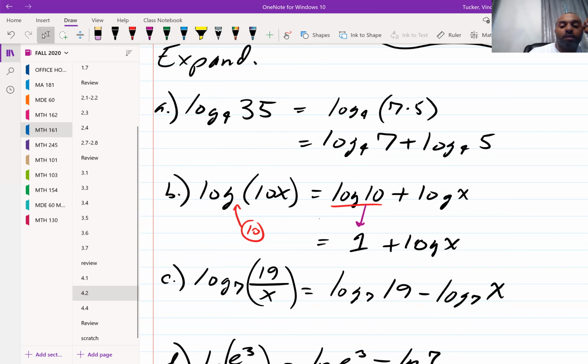Next one, log base 7 of 19 over x. That's division, so we can break it up using subtraction. So it's log base 7 of 19 minus log base 7 of x. So there's nothing we can reduce with that.